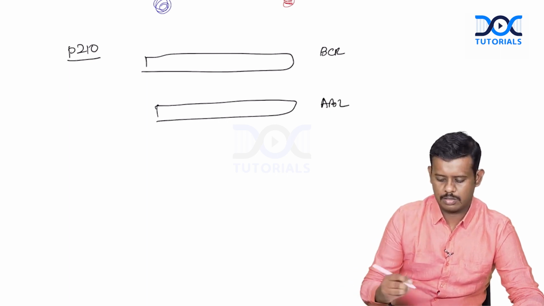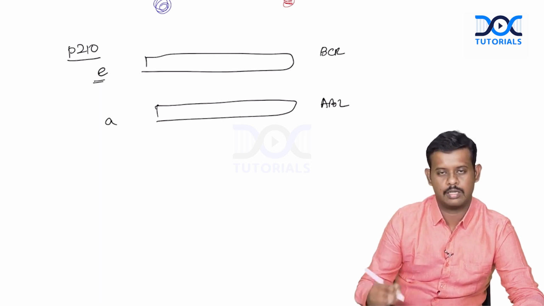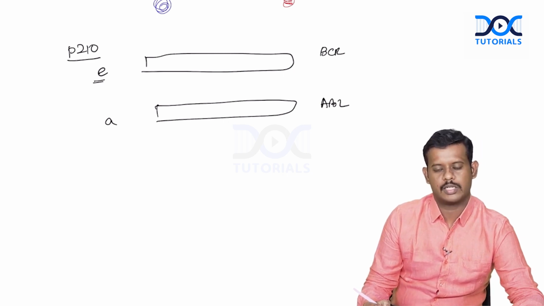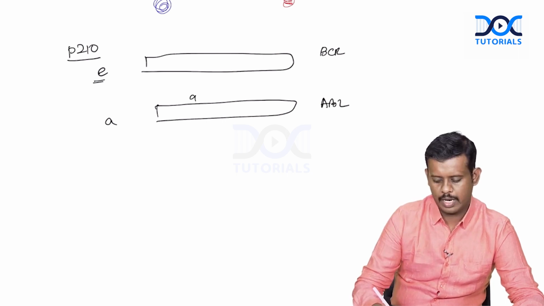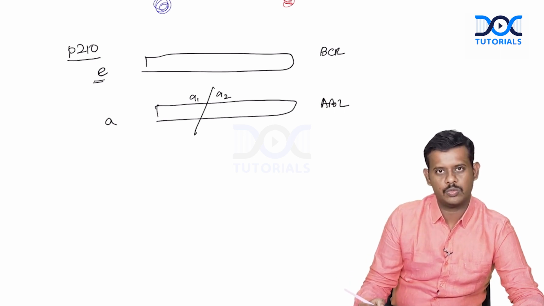The BCR gene is denoted by the letter E. The ABL gene is denoted by the letter A. Initially this was termed B, but later was changed to E due to some genetic reasons. The ABL gene always gets broken at the A1, A2 junction, so always the A2 joins with the BCR gene.